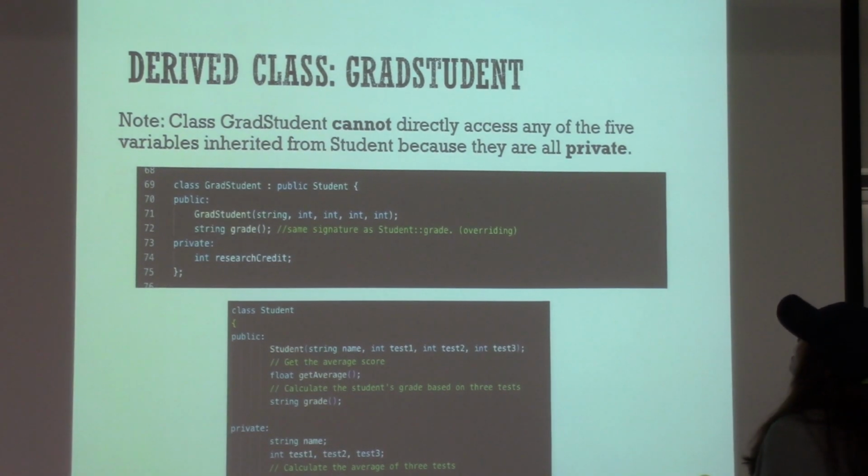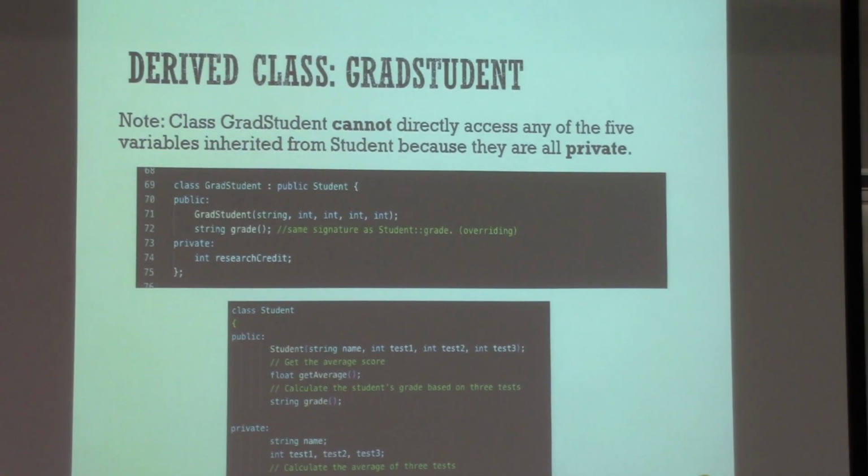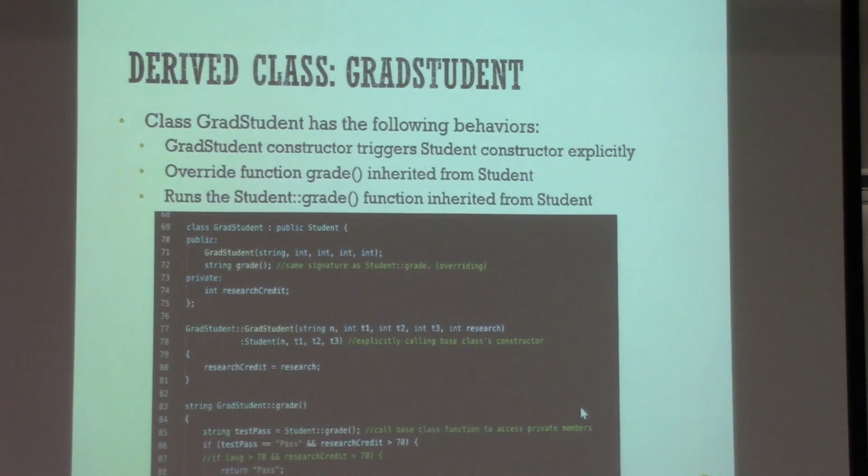All right, so before that, let's look at our variables. On the top is grad student, which publicly inherits from student, and then down here is my base class student. So I fixed the parameters. Those are all ints, so it should be string, int, another int, because we have more than three, we have four now. And then we're overriding string grade, that's our setup. This is our implementation of grad student. Let's look at it.